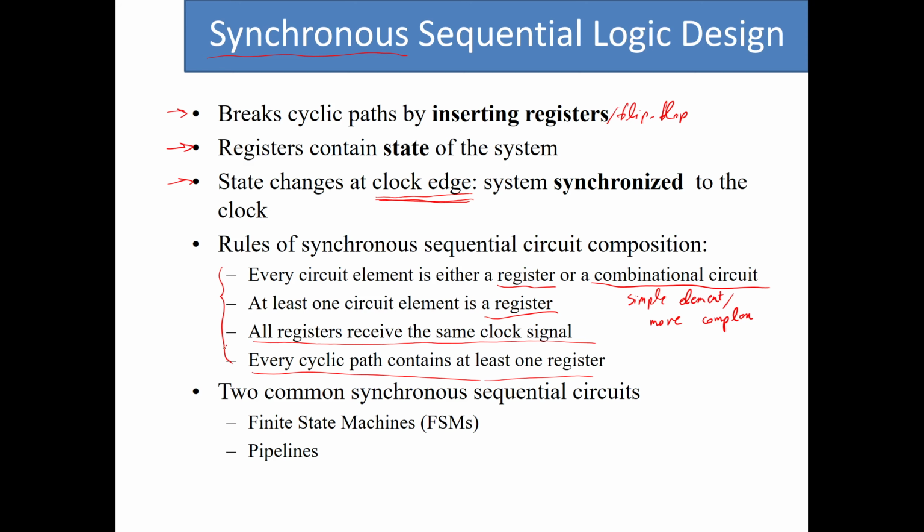There are two common synchronous sequential circuits that we will talk about in the following videos. The first one is what is called the finite state machine, and the second one is pipelines. We will go over these two types of sequential circuits in the follow-up videos.